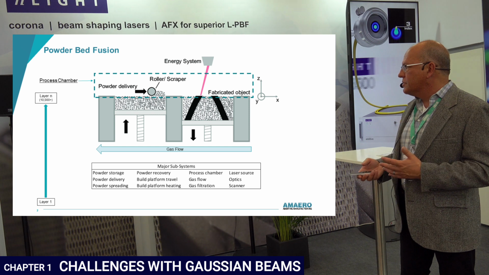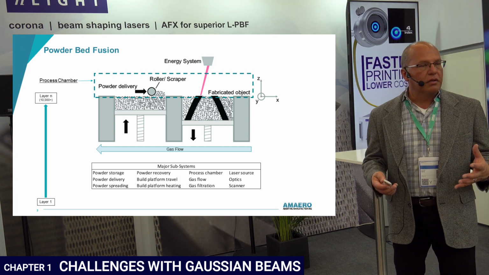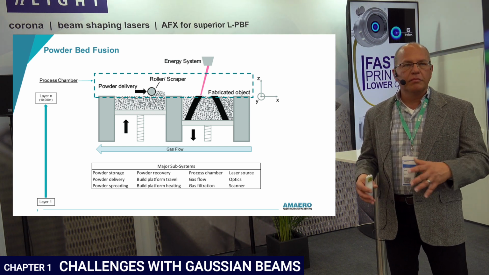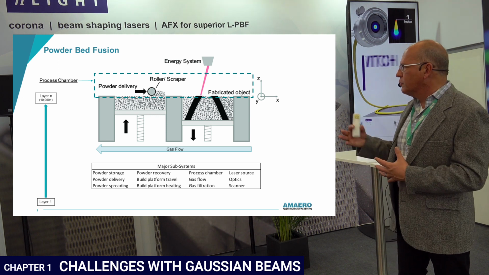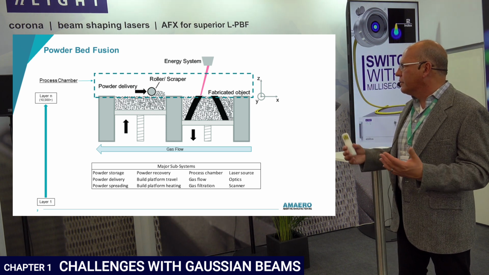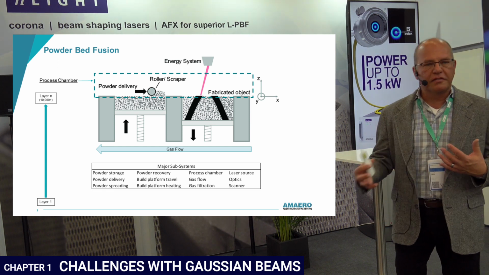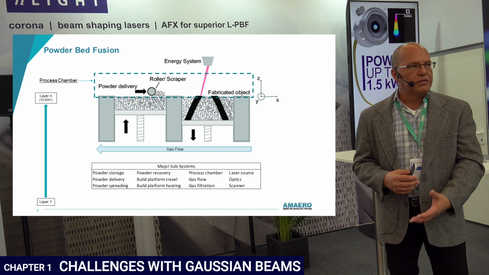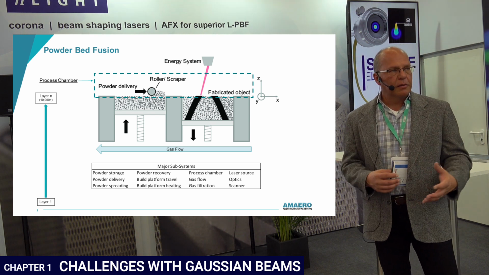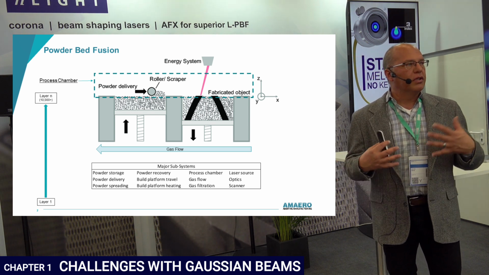The biggest challenge is that this printer is an assembly of a lot of complex subsystems that move powder, convey powder, spread powder, heat the platen, move the platen. There's process gas flow, there's process gas filtration, there's the energy source, there's the scanning. All these subsystems have to work together, and they all have to be equally good.